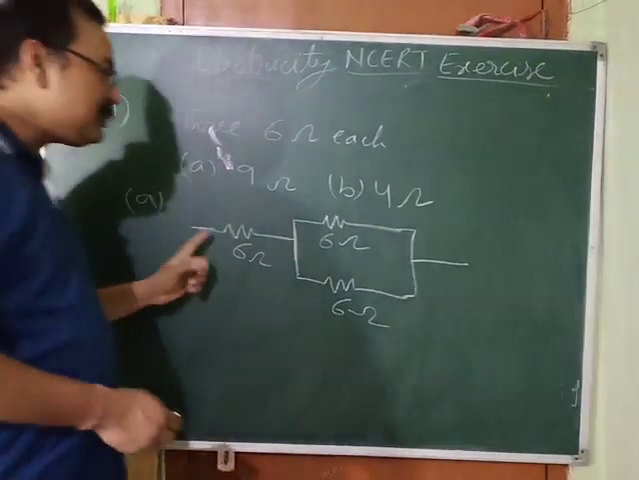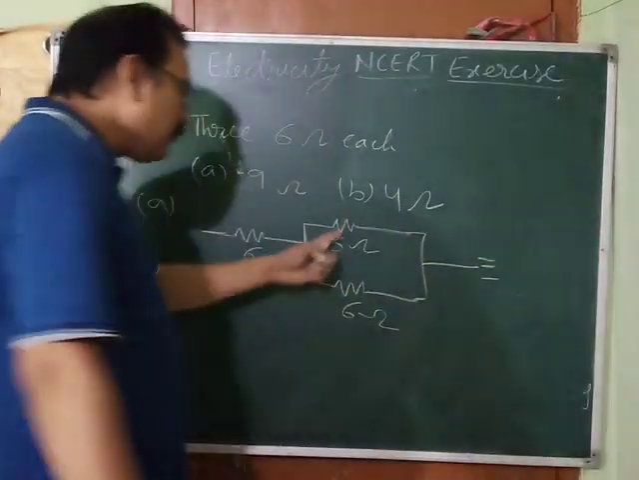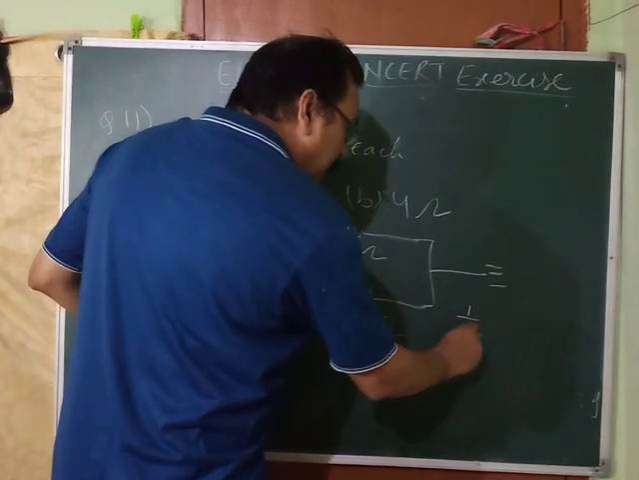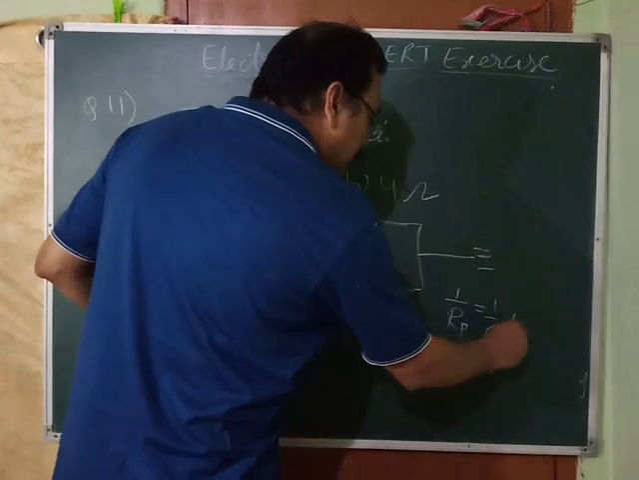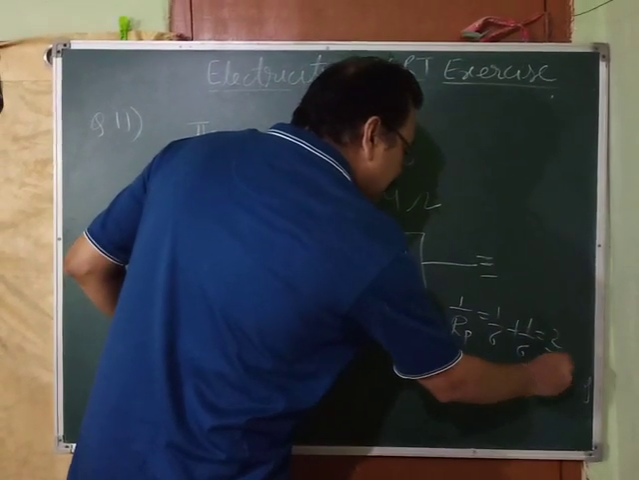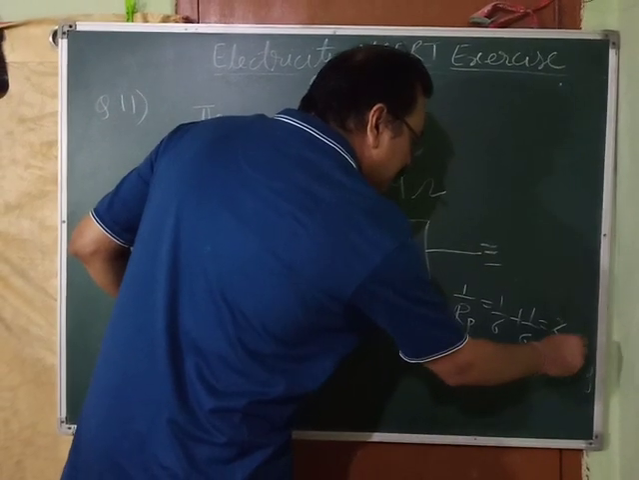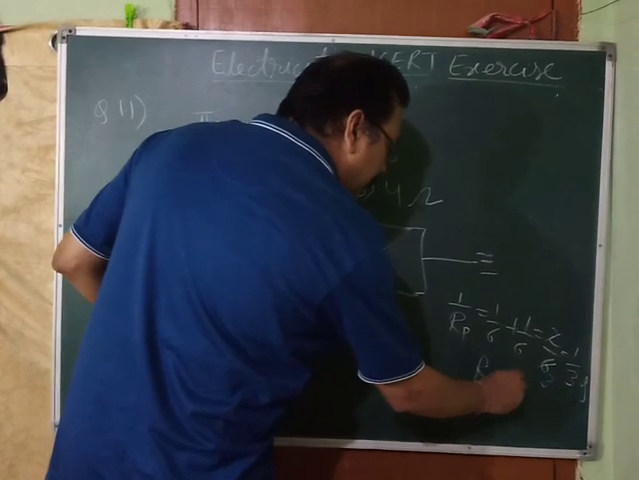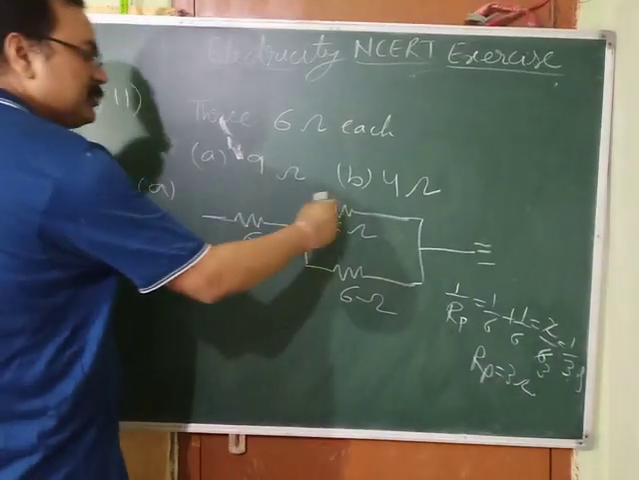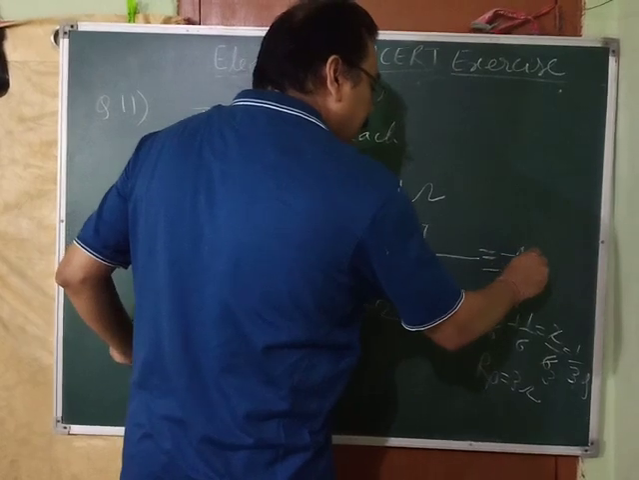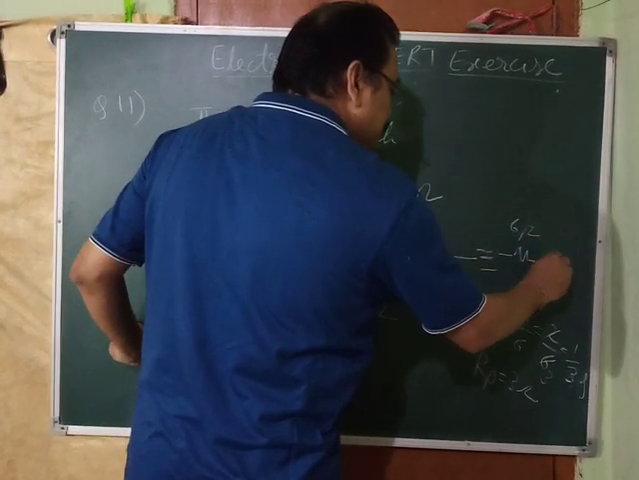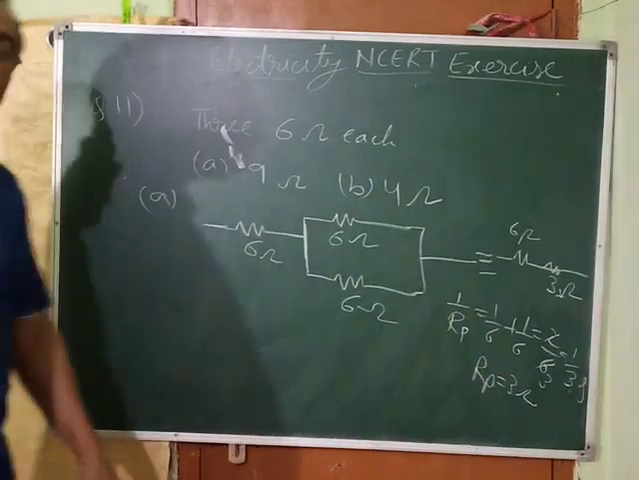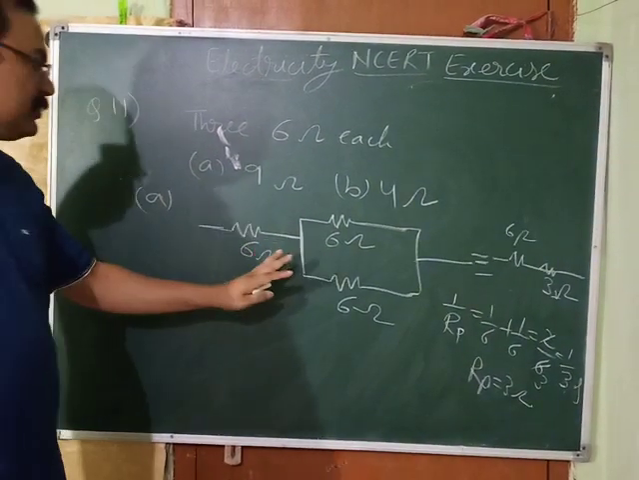Okay. Because see, the equivalent of 6 and 6 in parallel you can get very easily. Rp is 1 by 6 plus 1 by 6, and that is 2 by 6. Cancel it, 2 threes are 6, so you get 1 by 3. So 1 by Rp is 1 by 3, so Rp is 3 ohm. So your circuit will come like this: 6 ohm and 3 ohm, both in series. 6 plus 3 is 9. Okay, so this is your answer.